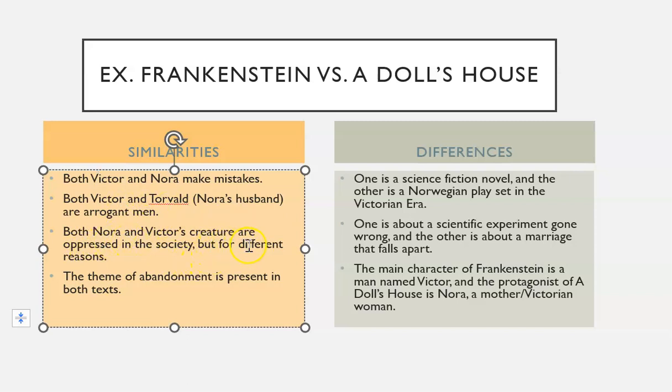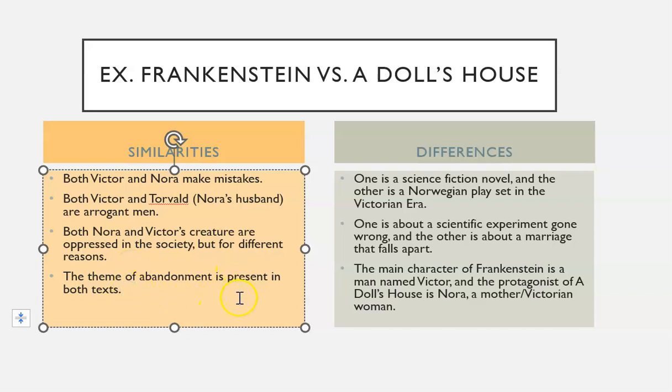Both Nora and Victor's creature could also be compared as oppressed figures, but for different reasons. So Nora is a female character in a very patriarchal world. So as a woman, she is kind of oppressed by gender inequality in society and in her marriage. For Victor's creature, he's viewed as other, disfigured, monstrous, unhuman. So he's oppressed for different reasons based on his physical appearance, and the perception of, ableism, I guess, in society, viewing him as other. So they're both oppressed. So that might be an interesting theme to focus on.